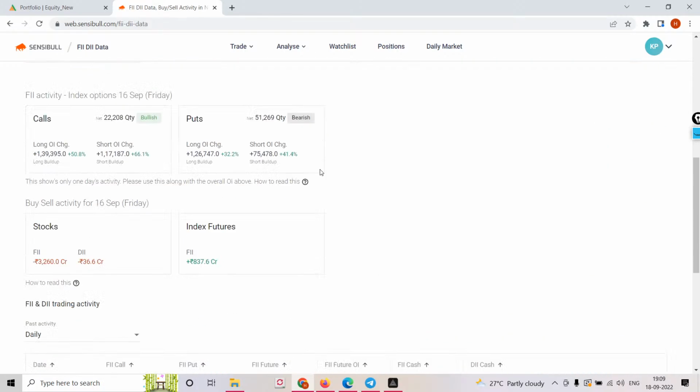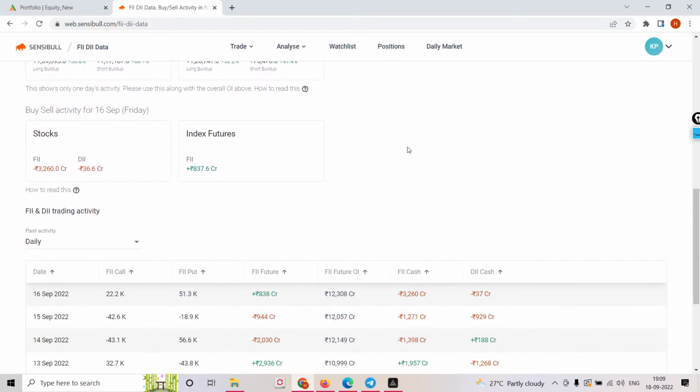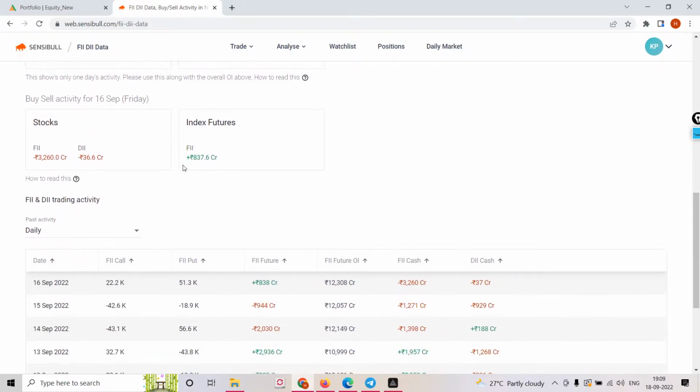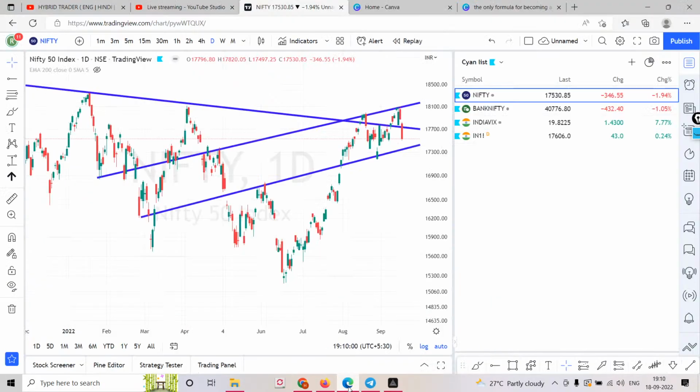Even this is giving the bearish signal, but there is a contra. FIS went long. Call it manipulation or anything, but FIS went long by 837.6 crore. Let's see what happens. Everything says bearish, even DIS went negative, but that pertains more to your stocks, and this is for your index.